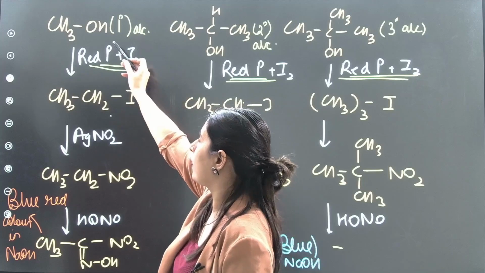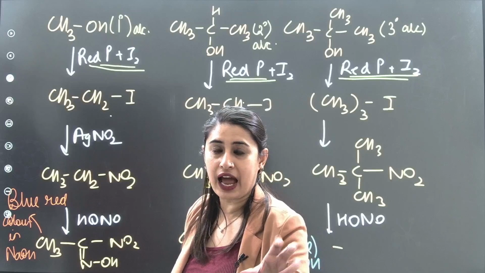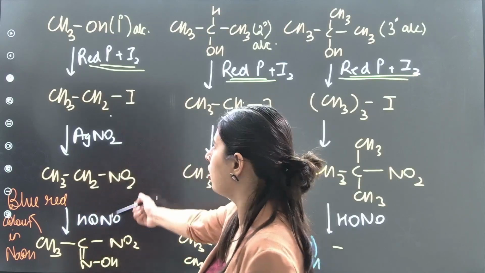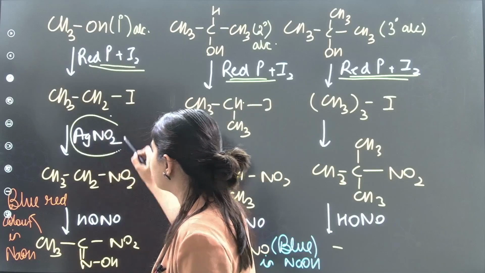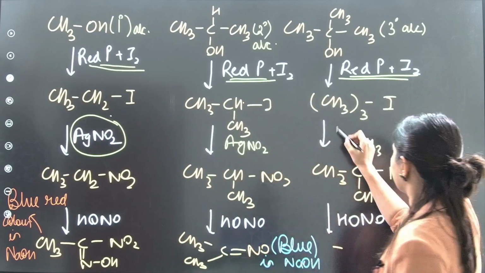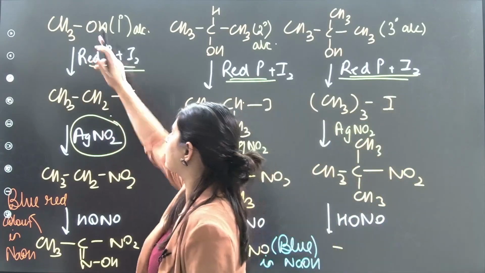You know that OH minus is a bad leaving group. So we want to get rid of the OH minus and put a good leaving group there, I minus, and then carry out our reaction. If I had directly added AgNO2, nothing would have happened because OH minus is a bad leaving group, so AgNO2 could not have replaced OH minus.